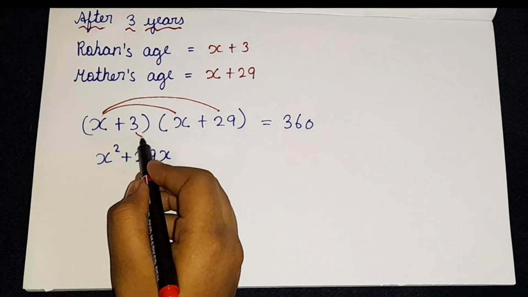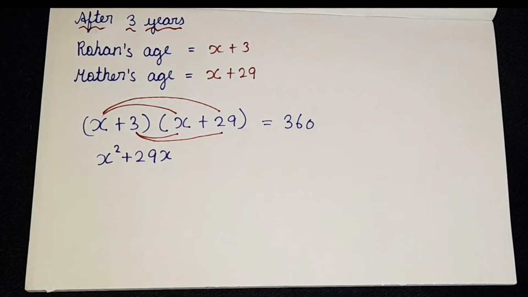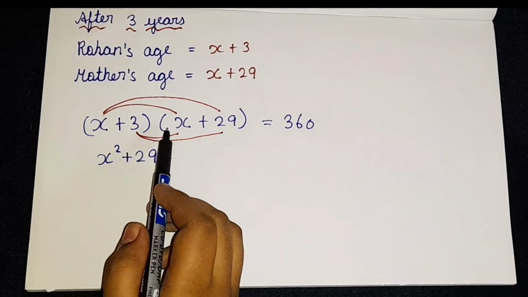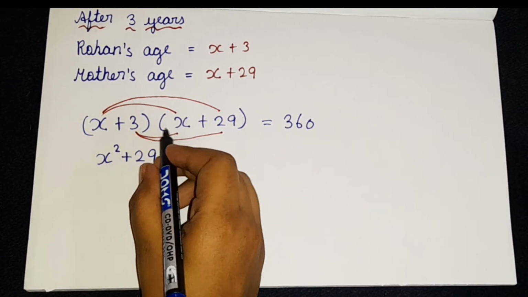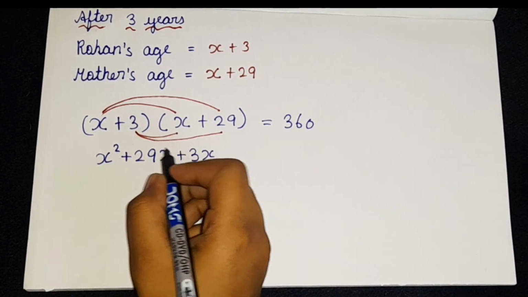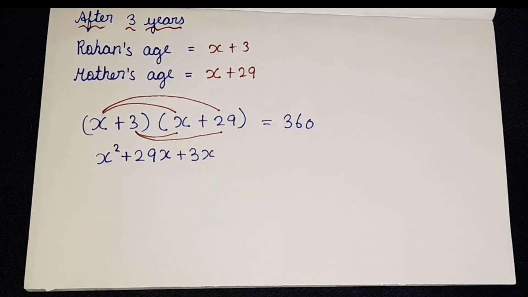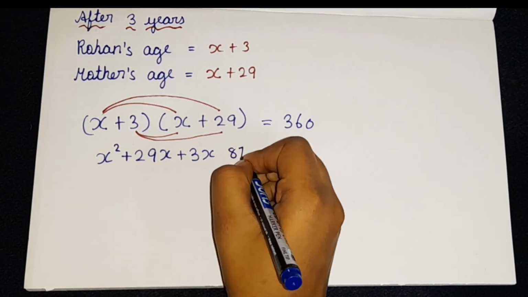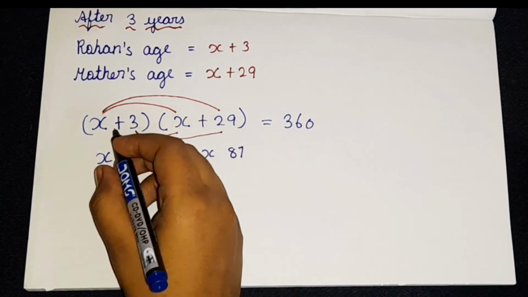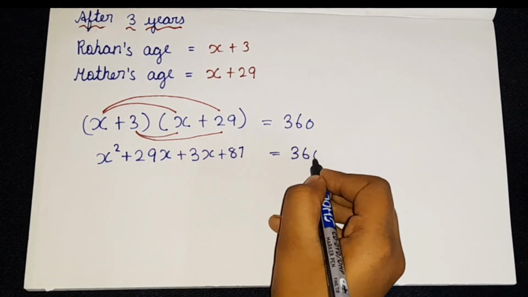I am going to be multiplying this 3 with x as well as 29. Okay, so let us multiply. So 3 into x is 3x. So here plus, here also plus. So plus into plus is plus, and 3 into 29. So we are supposed to multiply them. So 3 into 29 is 87, and here also plus, here also plus. So plus into plus is plus, is equal to 360.